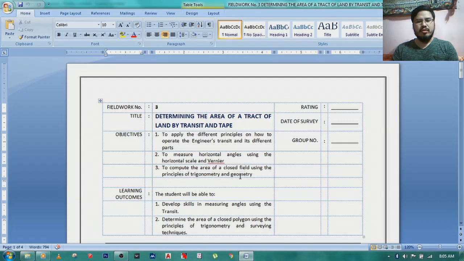Okay, good morning everyone. So today we will be learning about fieldwork number 3, and that is determining area of a tract of land by transit and tape. Now this fieldwork comes after fieldwork number 2, which is orientation, setting up and leveling the engineer's transit. Now fieldwork number 3 is actually a practice on how to operate the engineer's transit after we have learned the different parts and how to set up and level the engineer's transit.